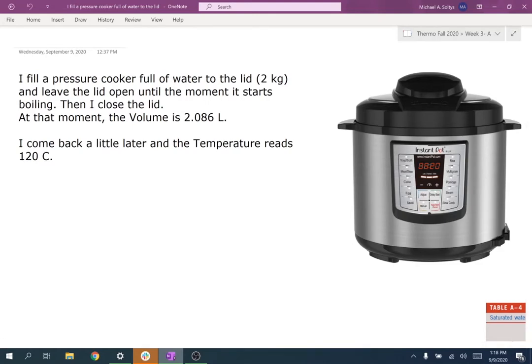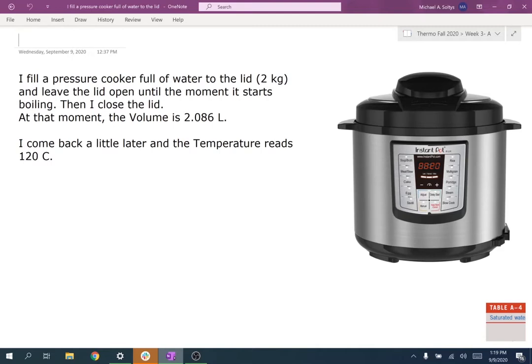Engineers, I wanted to make a quick video with this problem here. It says I fill a pressure cooker full of water to the lid, 2 kilograms, and leave the lid open until the moment it starts boiling. Then I close the lid. At that moment, the volume is 2.086 liters. I come back a little later and the temperature reads 120 degrees Celsius.